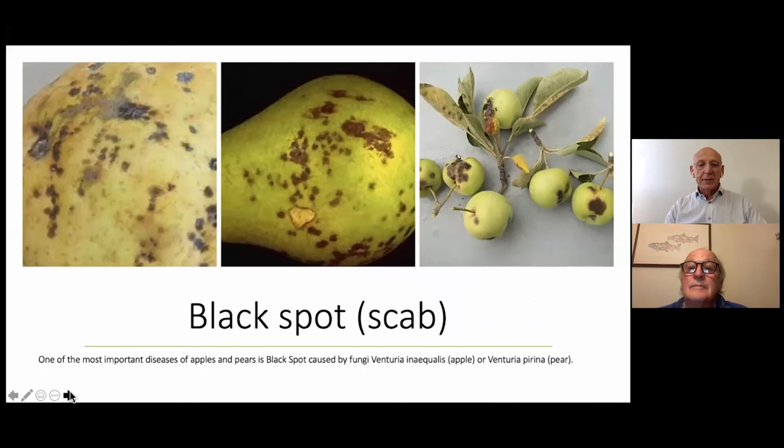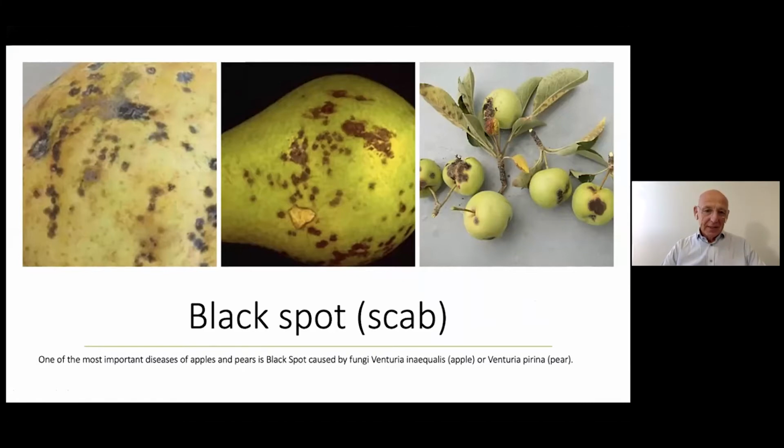Okay, guys, Blackspot. We all know it. Everybody has seen it over the years. I saw a familiar face from somebody from New Zealand. This Blackspot on pears normally shows up a little bit smaller than on apples, but you can see in those photos there is a difference between the two.